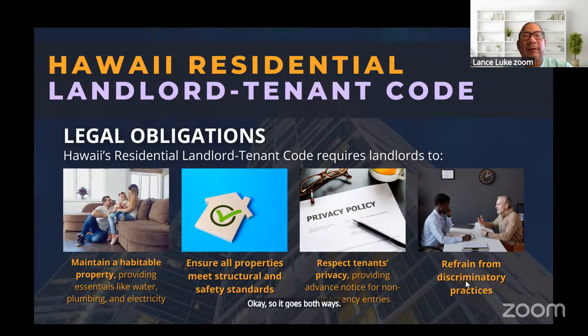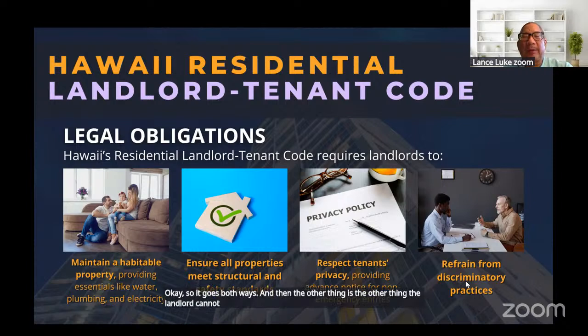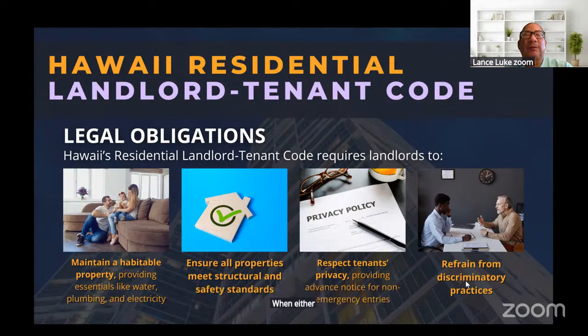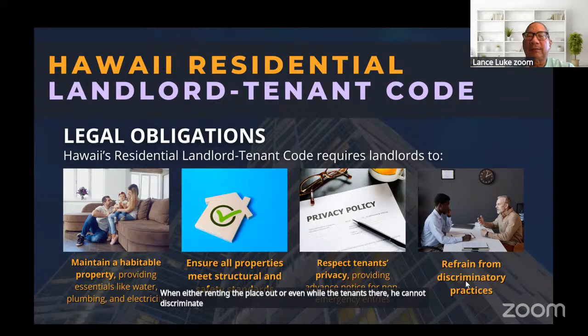And then the other thing is the landlord cannot engage in discriminatory practices when either renting the place out or even while the tenant's there, he cannot discriminate against the tenant.